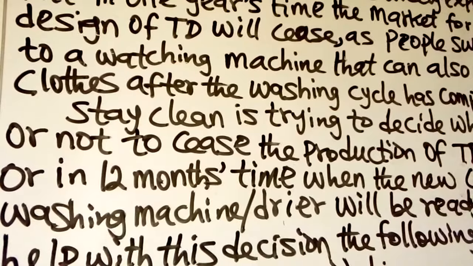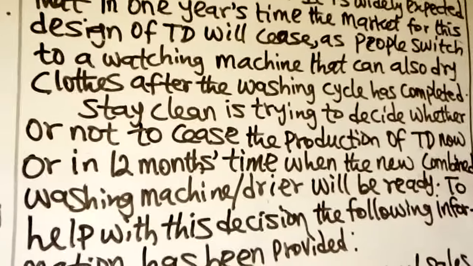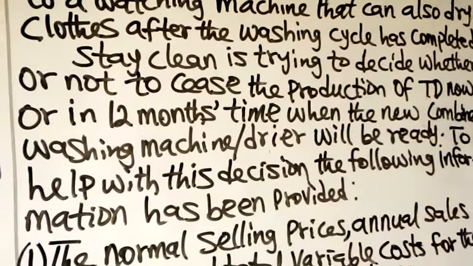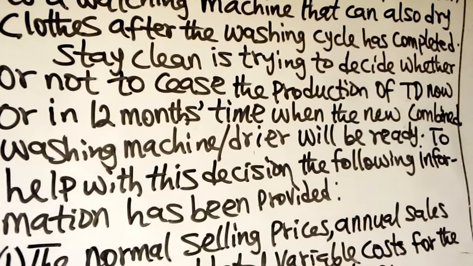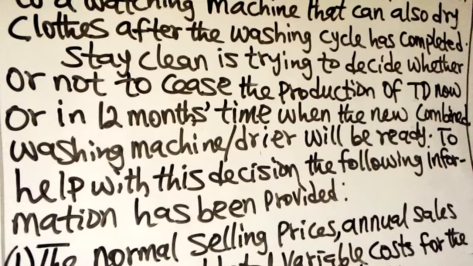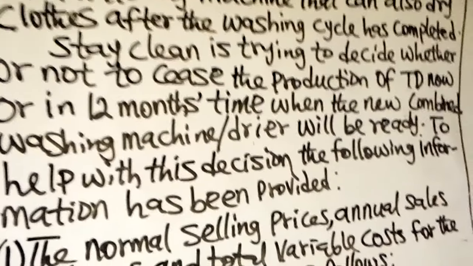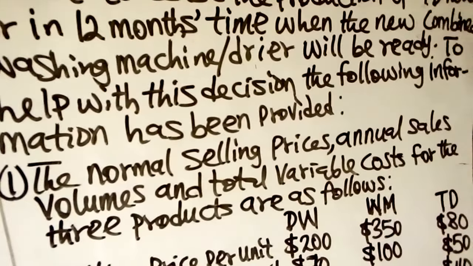You want to decide whether or not to cease the production of TD now or in 12 months' time, when the new combined washing machine dryer will be ready. To help with this decision, the following information has been provided.